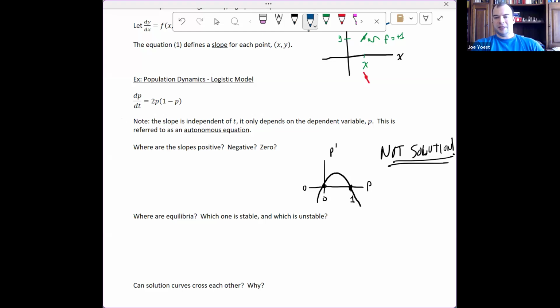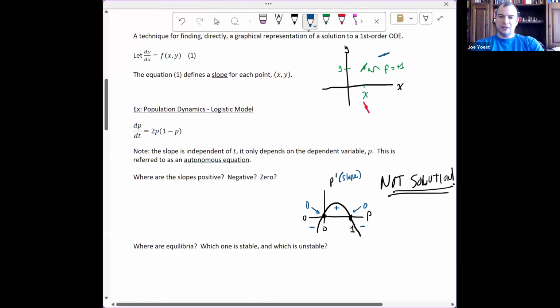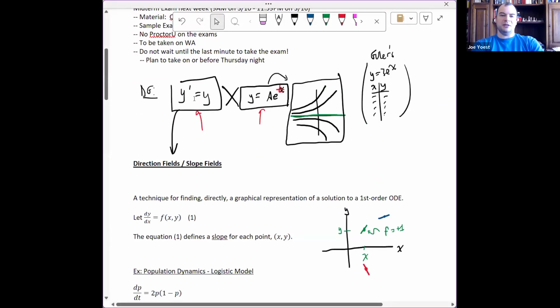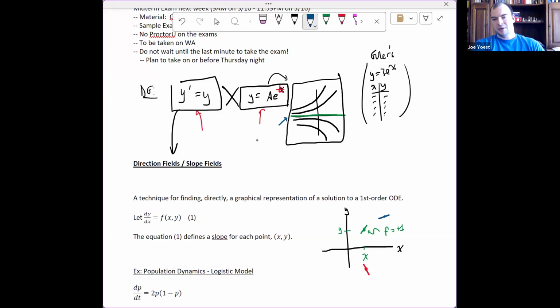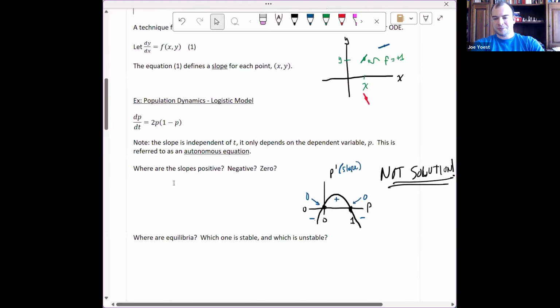And I note that P prime, my slope, will be positive when P is between 0 and 1. It'll be negative when P is less than 0, and it'll be negative again when P is bigger than 1. And it'll be 0 when the population is 0. Of course, if there's nobody in the population, it doesn't grow at all. That kind of makes sense. That also made sense for our Malthusian model up here. This y equals 0 solution was when we started with no population and we don't spontaneously get population.